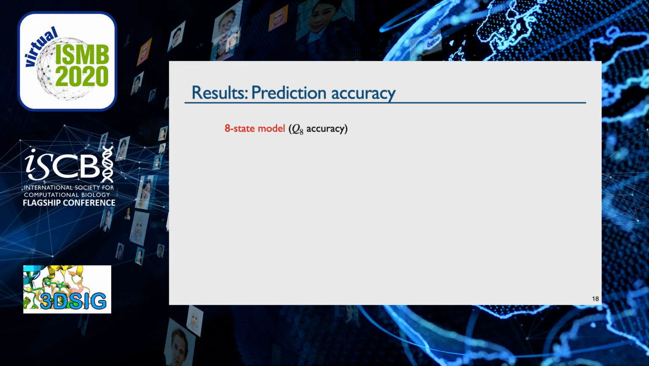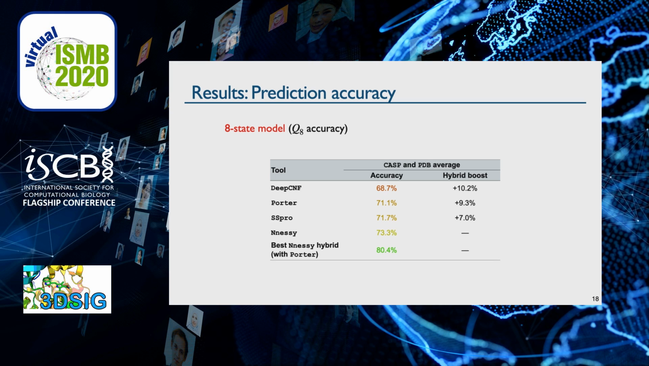Here, we show the accuracies for the 8-state model using Q8 accuracy. We give Q8 accuracies averaged over the CASP and PDB datasets for each tool and also their hybrid boost. There are only 4 tools that do 8-state prediction. We show them in order of increasing average accuracy. NESI has the highest average 8-state accuracy at 73.3%.